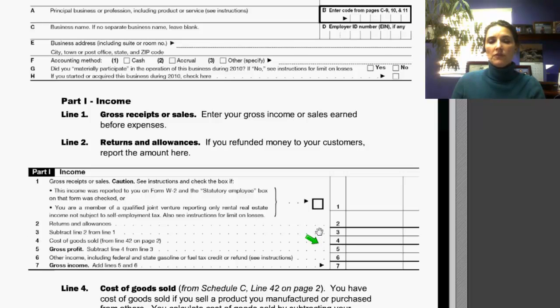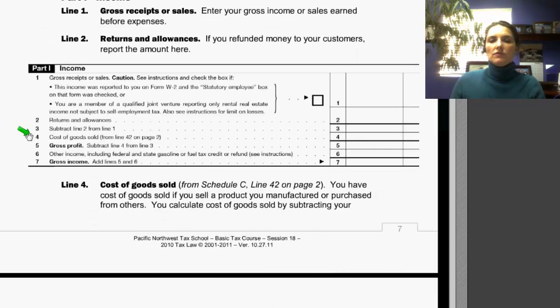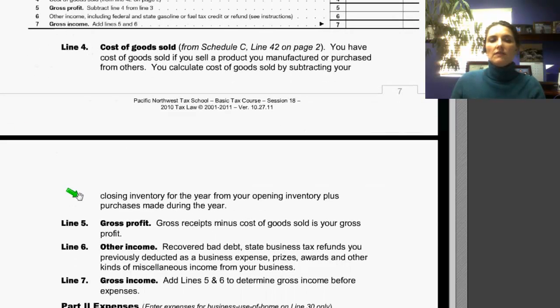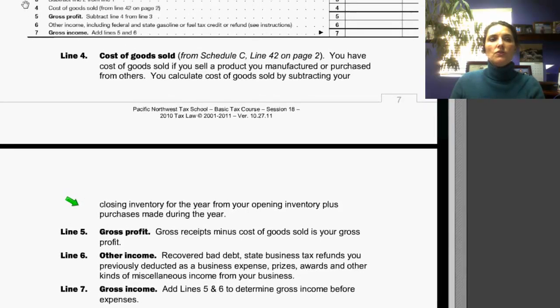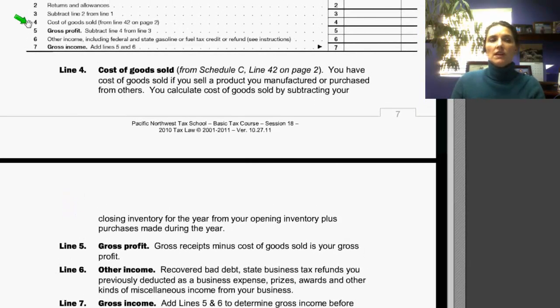You subtract cost of goods sold from your income, and you get your gross profit that is entered on line 5. The amount that you enter on line 4 is the amount that you figured and entered on line 42 on page 2 of Schedule C. You have cost of goods sold if you sell a product you manufactured or purchased from others, and you calculate your cost of goods sold by subtracting your closing inventory for the year from your opening inventory for the year and adding to that any purchases that you made for the year. So the cost of goods sold section of Schedule C basically walks you through the steps of doing that calculation. And once you've figured that number, you enter it on line 4 as cost of goods sold. You subtract line 4 from line 3, and you get your gross profit.